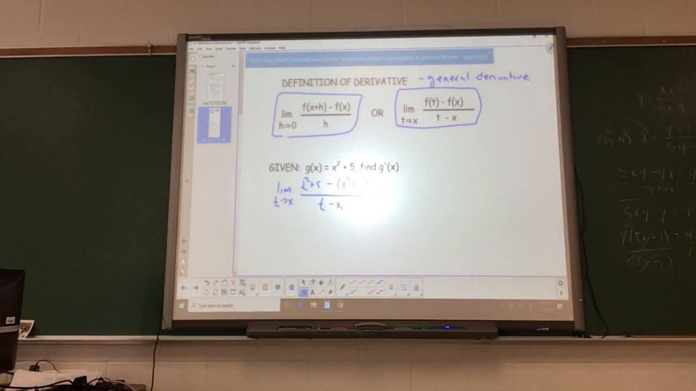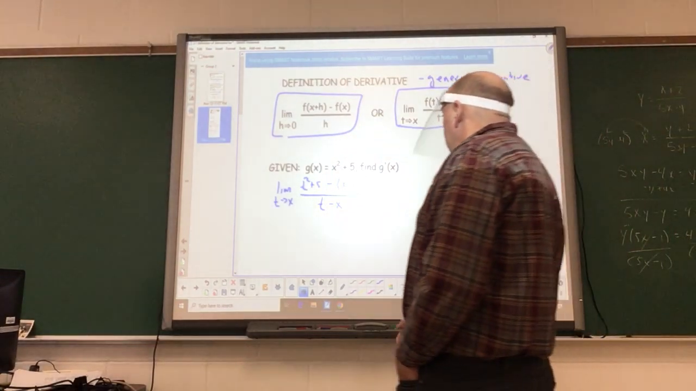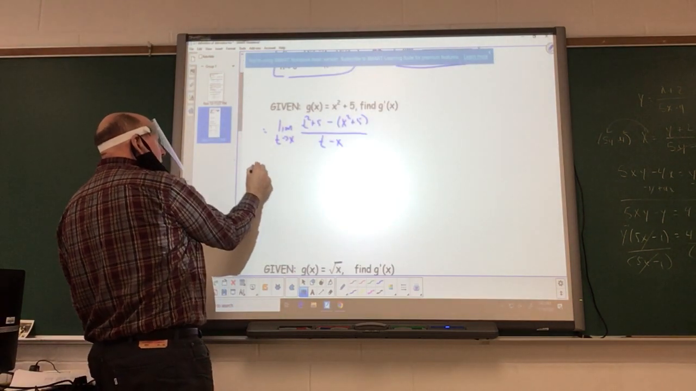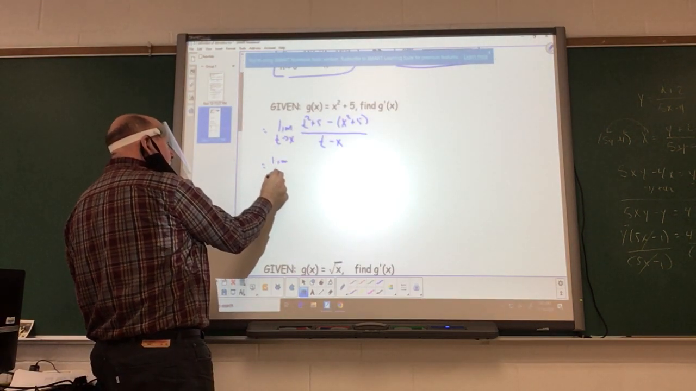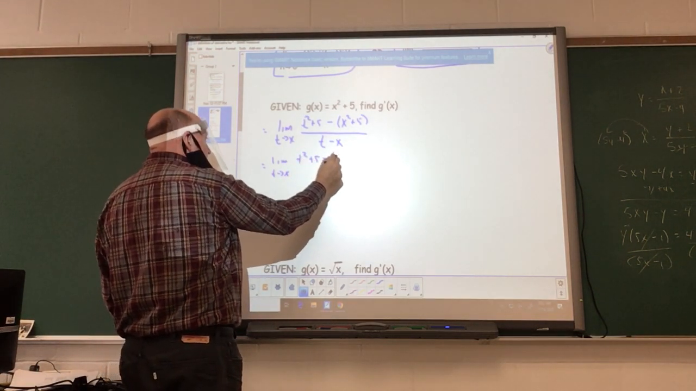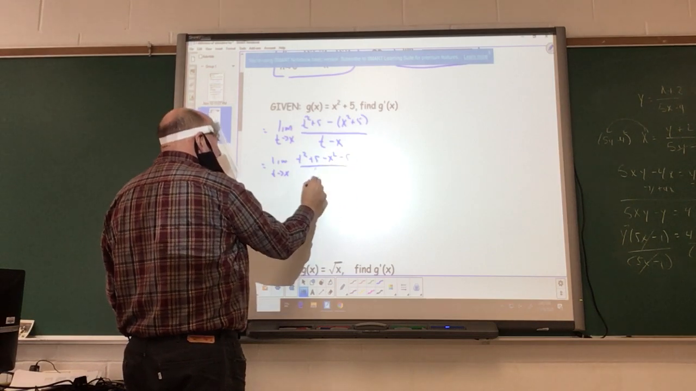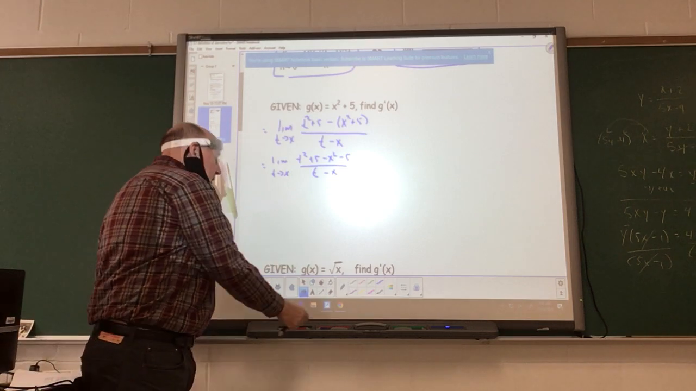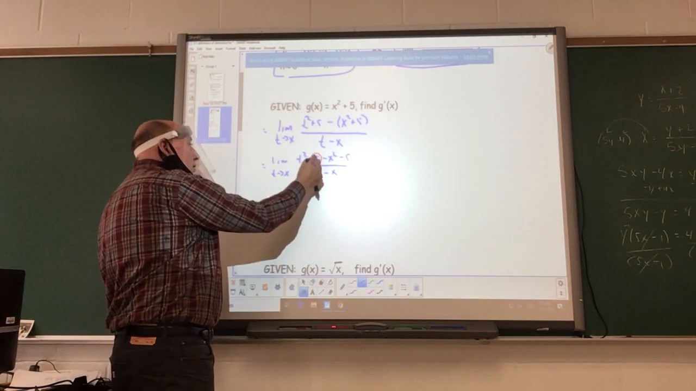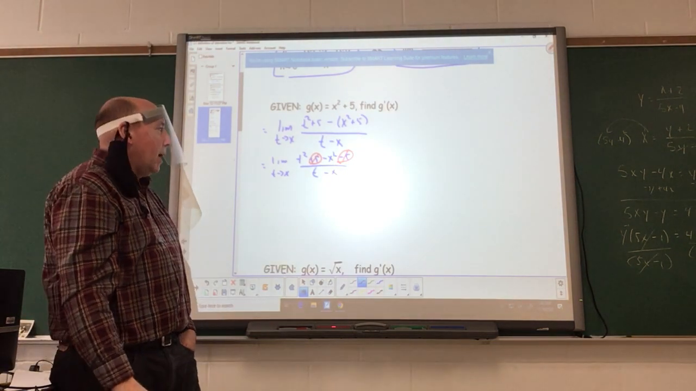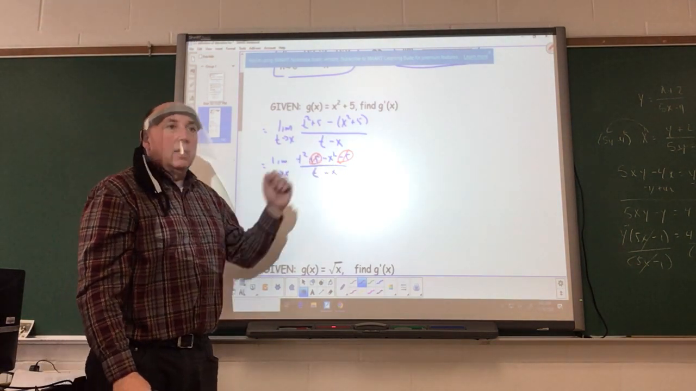We evaluated t, and subtract out the evaluation of the x, over t minus x, which is the limit as t approaches x of t squared plus 5 minus x squared minus 5 over t minus x. The nice thing about this is all your constants will always continue to cancel out. So the plus 5 minus 5 go bye-bye, leaving us with t squared minus x squared.